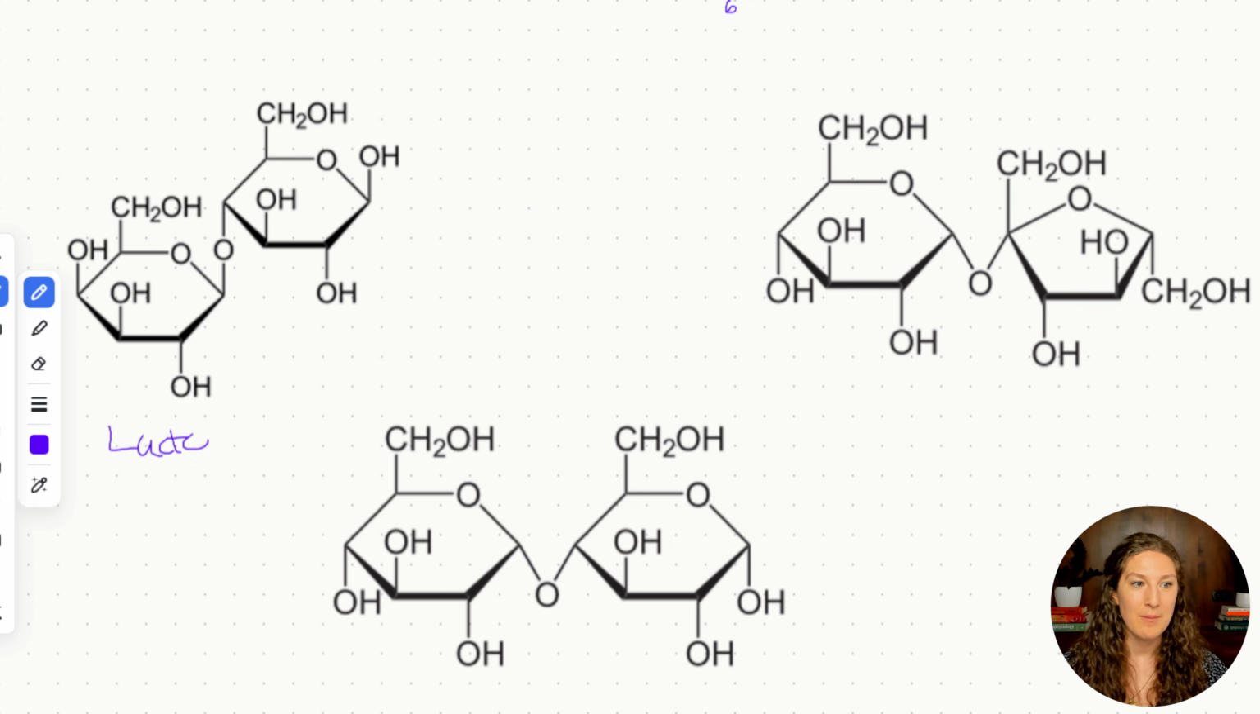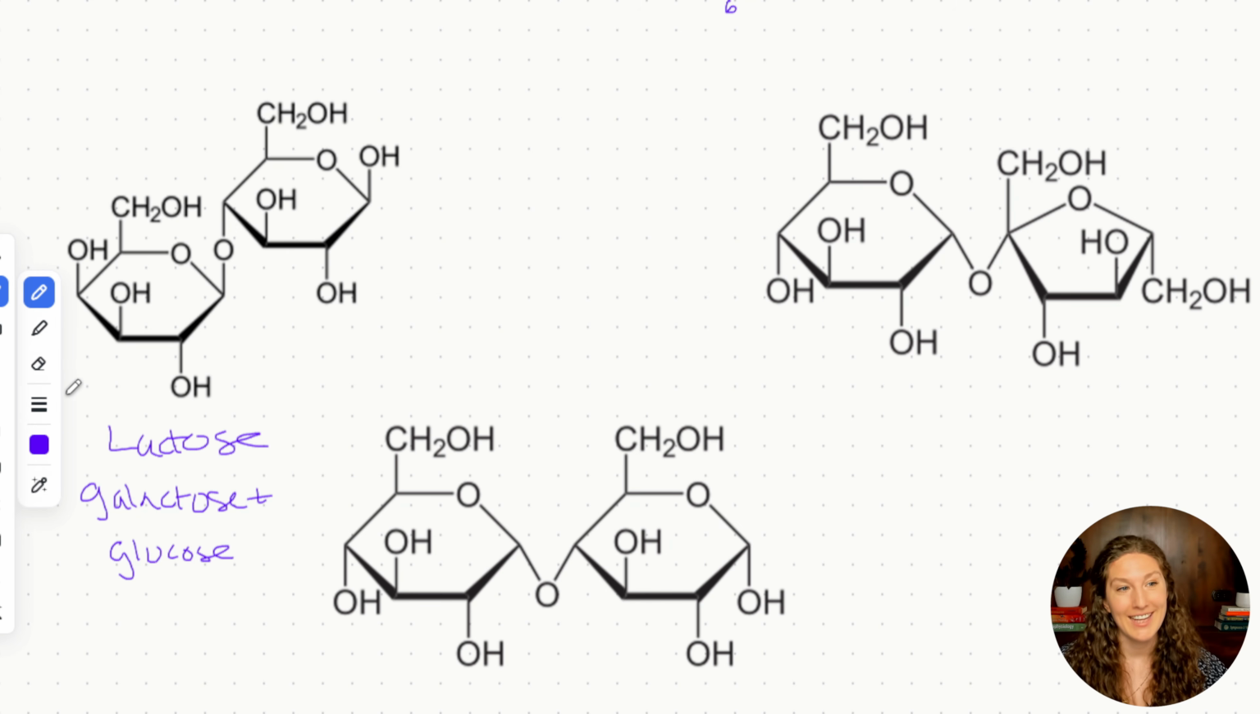Lactose will come up a lot with prokaryotes because they have what's known as a lac operon, right? That's activated by lactose. So we have a lot of biotechnology that's related to this sugar. Now, lactose is a combination of galactose and glucose. So we have a glucose molecule and a galactose molecule clicked together here.